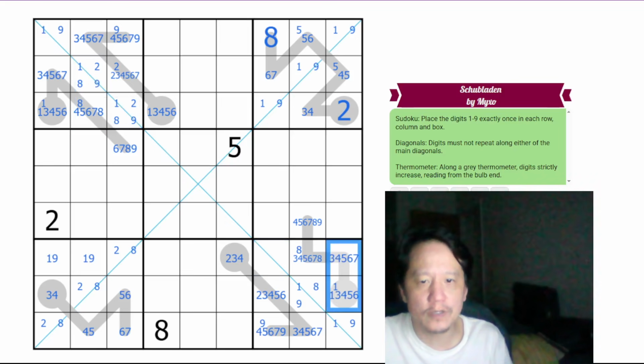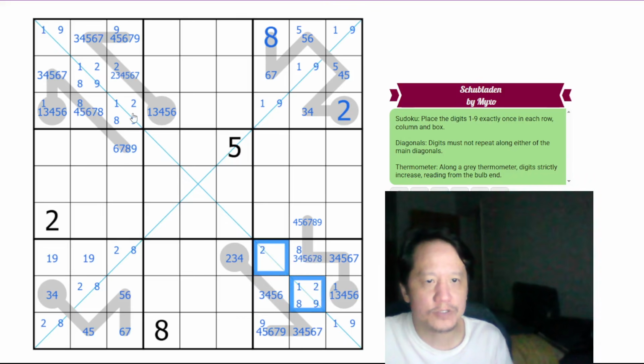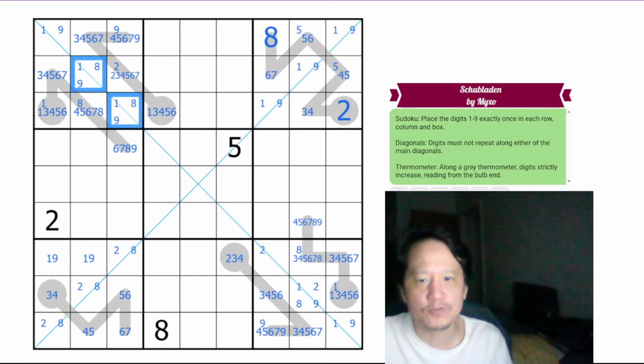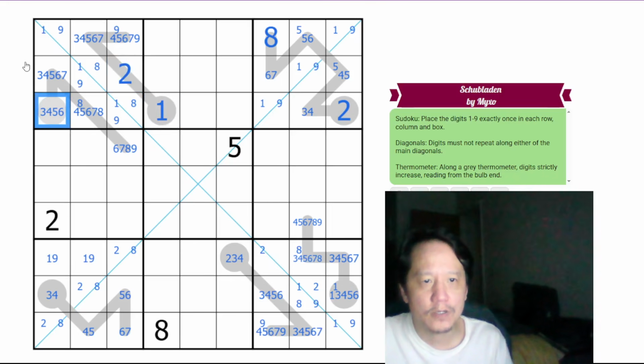2 cannot be here. 2 cannot be here or here. So 2 is one of these. This can't be 2 because this is not 1. So 2 has to be on this diagonal here, which means 2 cannot be any of these digits, which means this is 2. So this is 2, this is 1, which means this can't be 1 here, which means this can't be 3. No 3, no 4, and that's fine.